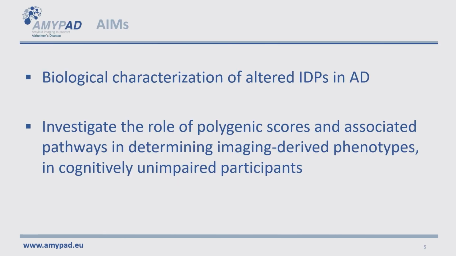So the aim of this study was exactly this. We wanted to biologically characterize altered image-derived phenotypes in Alzheimer's disease, and specifically early Alzheimer's disease, and investigate the role of polygenic risk scores and the associated pathways in determining this alteration in cognitively unimpaired individuals.